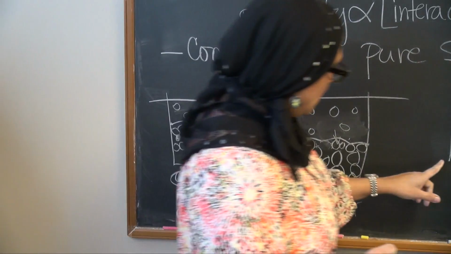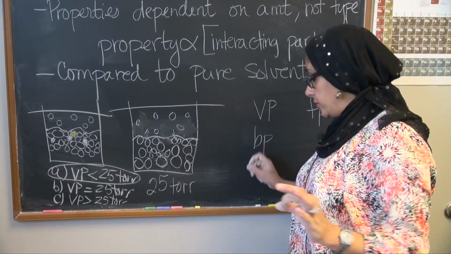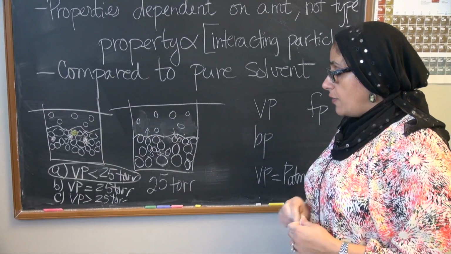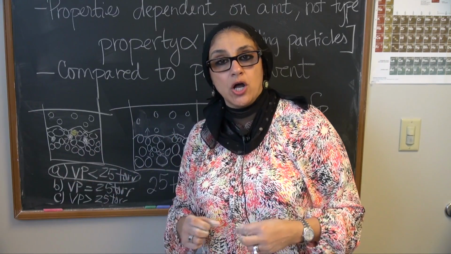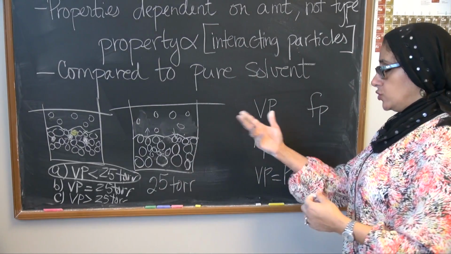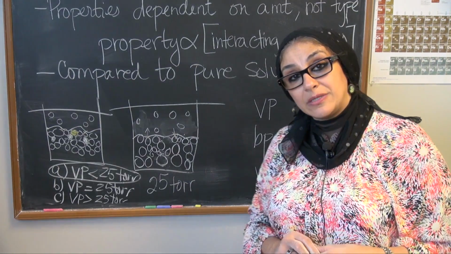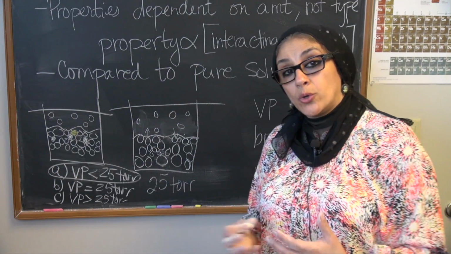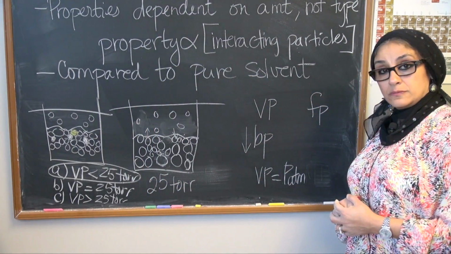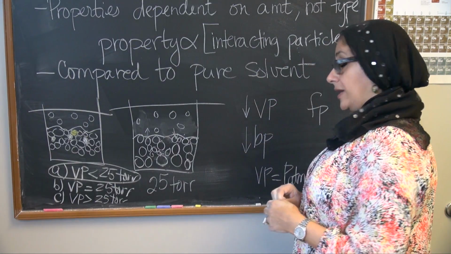Okay, since boiling point, we'll come back over here. Since boiling point is the temperature at which the vapor pressure equals atmospheric pressure, the more particles that are interacting and holding on, the higher the temperature you have to achieve in order to have enough molecules going into the vapor to give rise to vapor pressure that's the same as the atmospheric pressure. So the more interactions, the higher the boiling point, right? And with more interactions, the lower the vapor pressure.